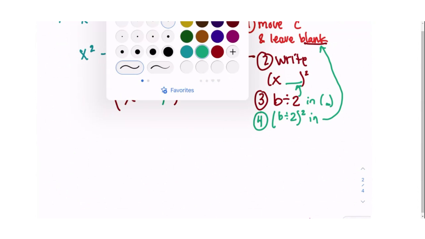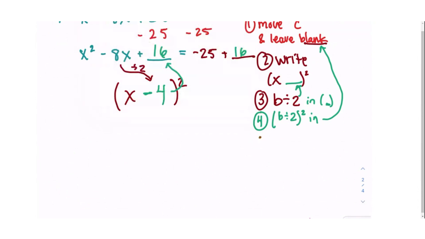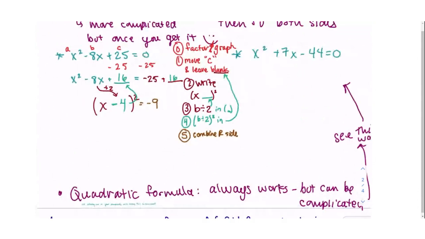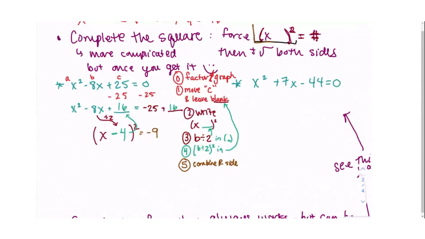And then step 5 is you're just going to combine the right side. So -25 plus 16 is -9. And now we have forced the something squared equals a number. See, now what we've done is we've forced x plus something squared or minus something squared equals a number. That's what we have now.